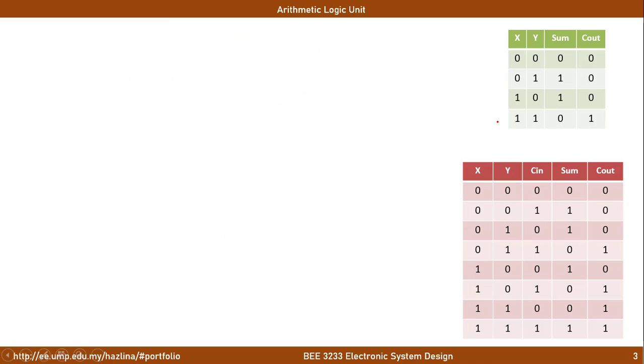Alright, now let's move on to the digital construction of both half adder and full adder. This is half adder. While this is full adder.